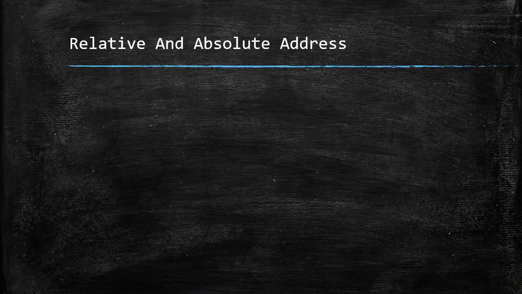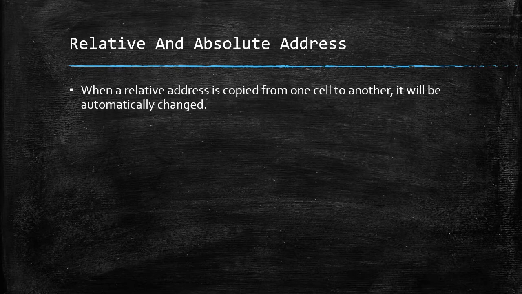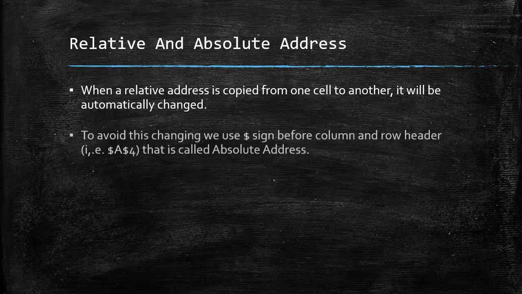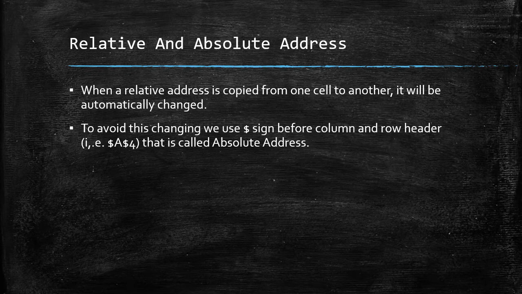Relative and absolute address. When a relative address is copied from one cell to another, it will be automatically changed. To avoid this changing, we use the $ sign before column and row header. That is called absolute address.